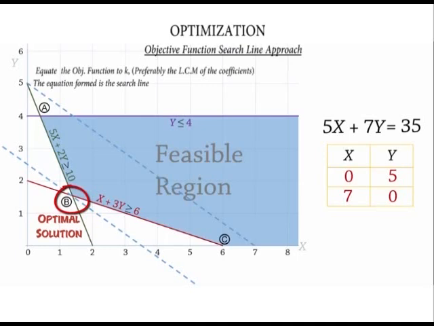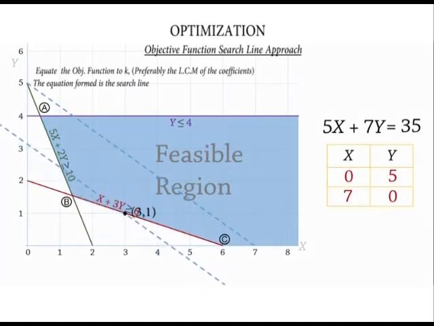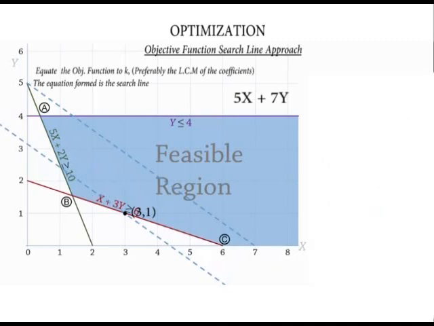As you will notice, the coordinates of point B are not whole numbers. When dealing with real-life situations and objects that do not take fractional values, such coordinates would not be correct. What we do is take the last point with whole number coordinates that the search line touched. If you take the line backwards, that point will be 3, 1. To get the optimal function value, we substitute the coordinates of this point into the objective function 5x plus 7y. So we shall have 5 times 3 plus 7 times 1, giving us 22.